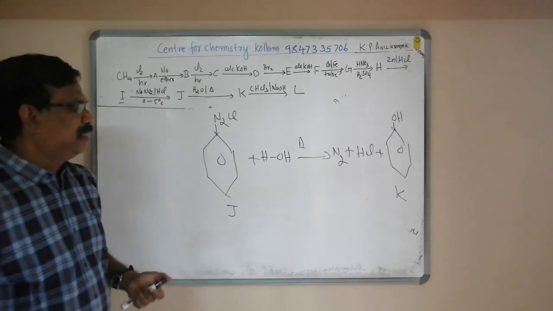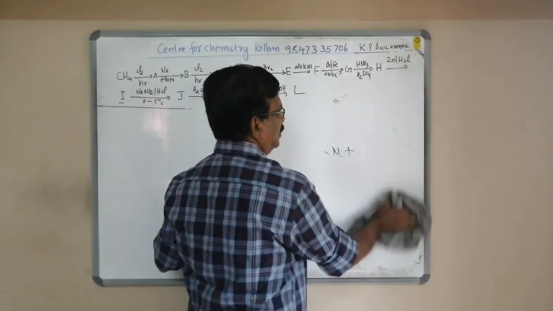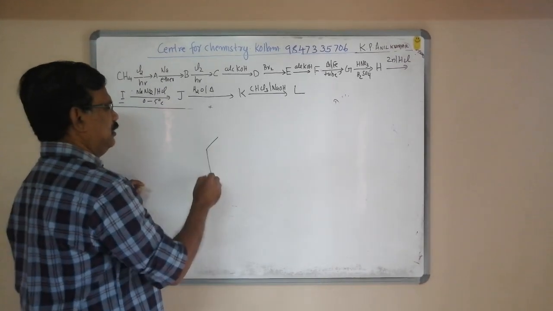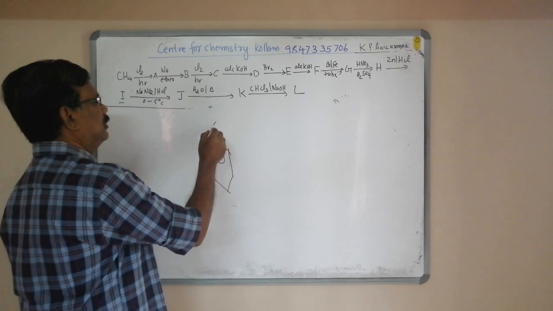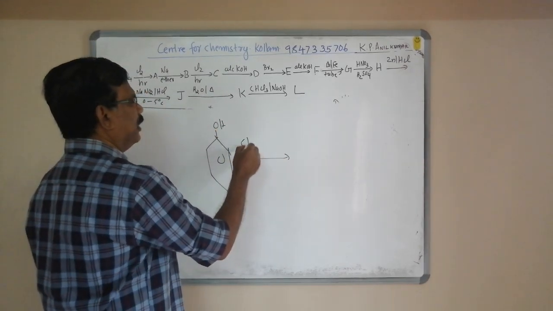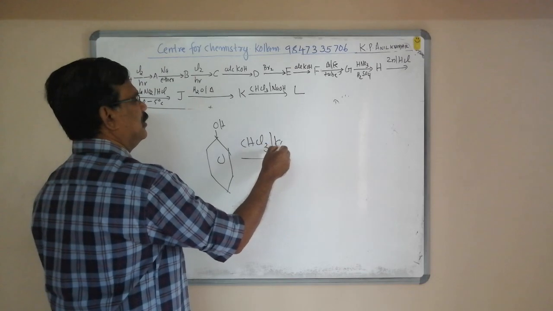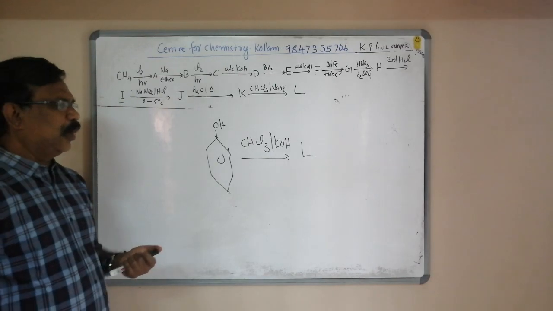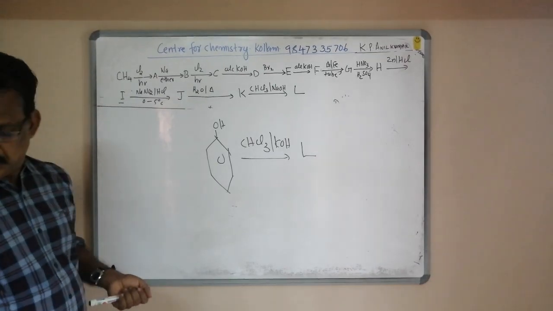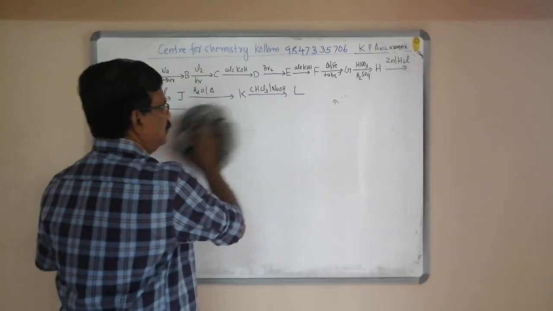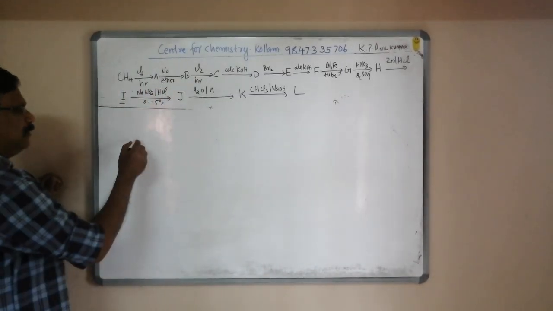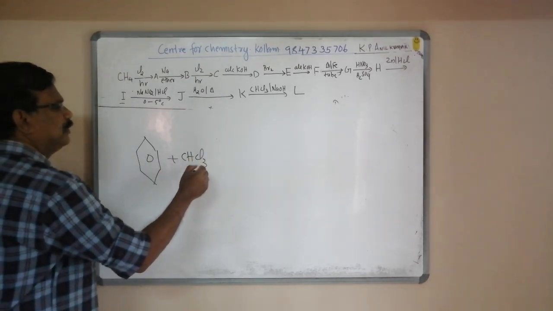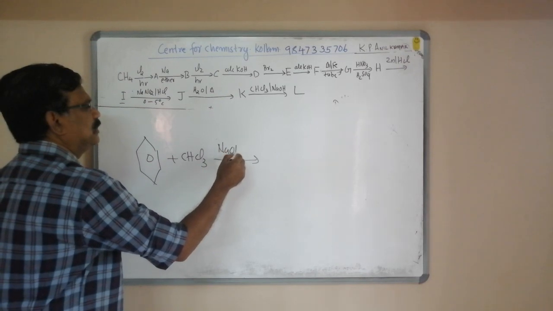Final step, K to L. That's an important name reaction. K is phenol. When treated with chloroform, CHCl3, and alkali NaOH, that is the final step.